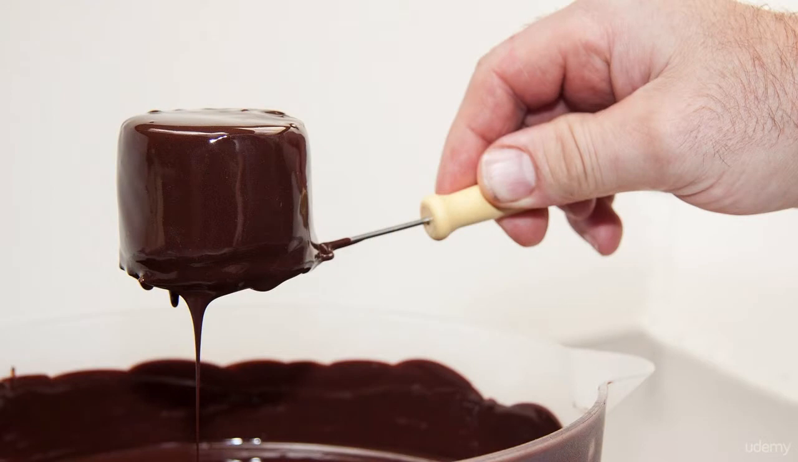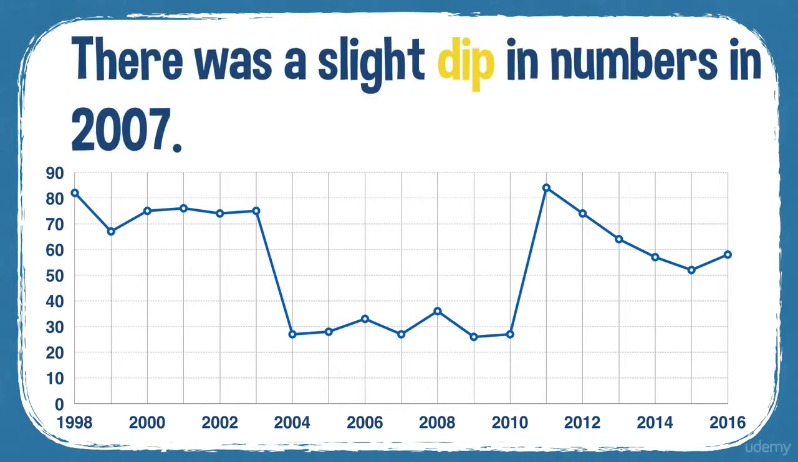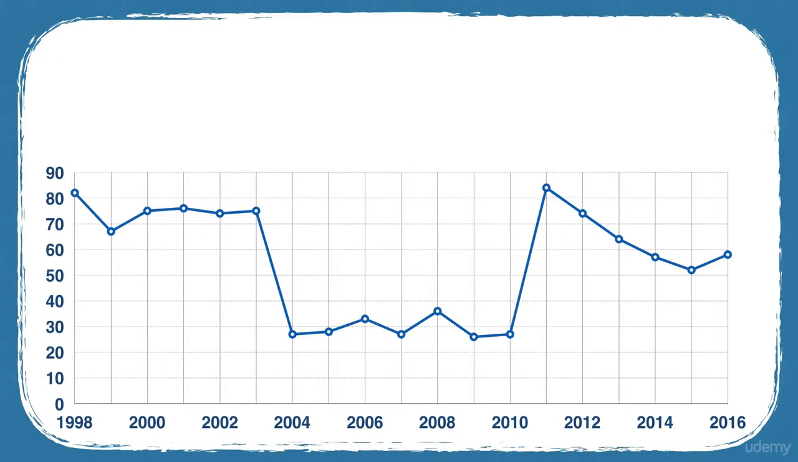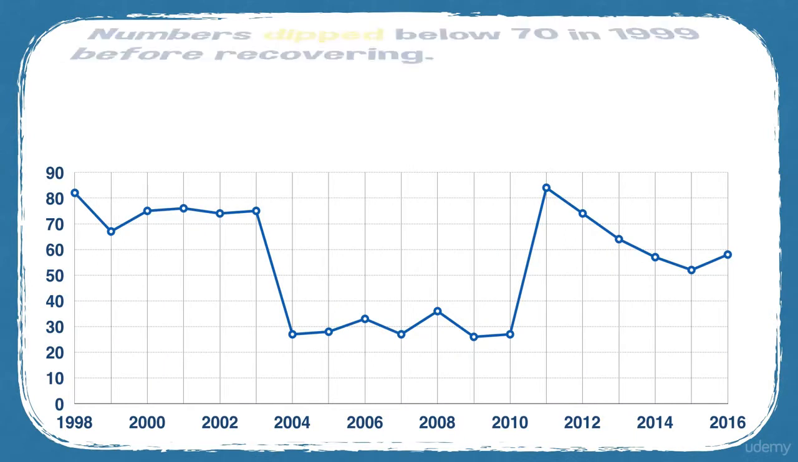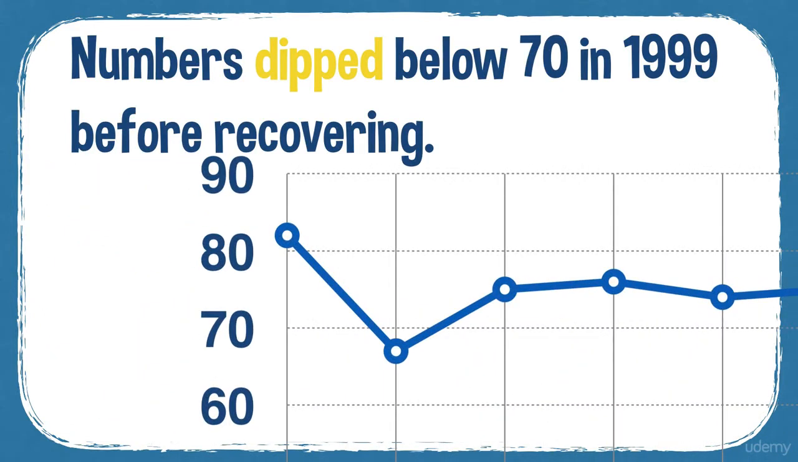I love this picture. This cake, I think it's a cake, was dipped in chocolate. So the cake was put down into the chocolate and then it came back up again. So when you dip cake in chocolate sauce, you go down and then up again. Now, can you see any dips here on the graph? Now, there is one. There was a slight dip in numbers in 2007. Not very big, just a slight dip. And you could say also numbers dipped below 70 in 1999 before recovering.